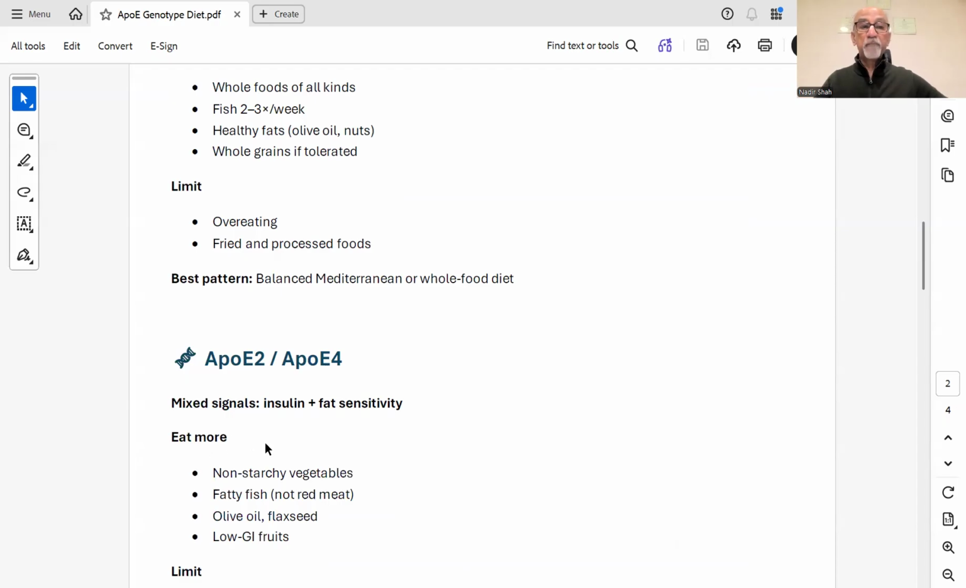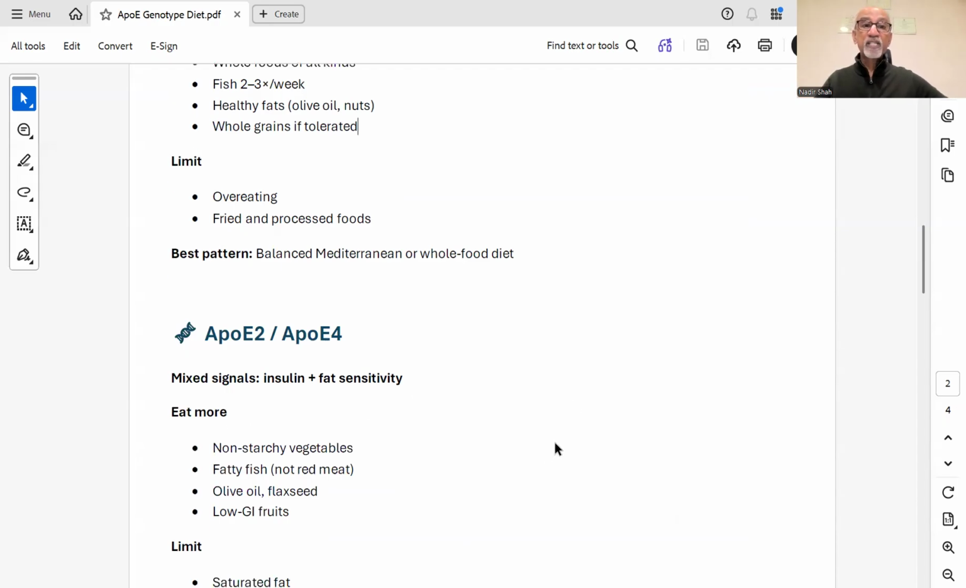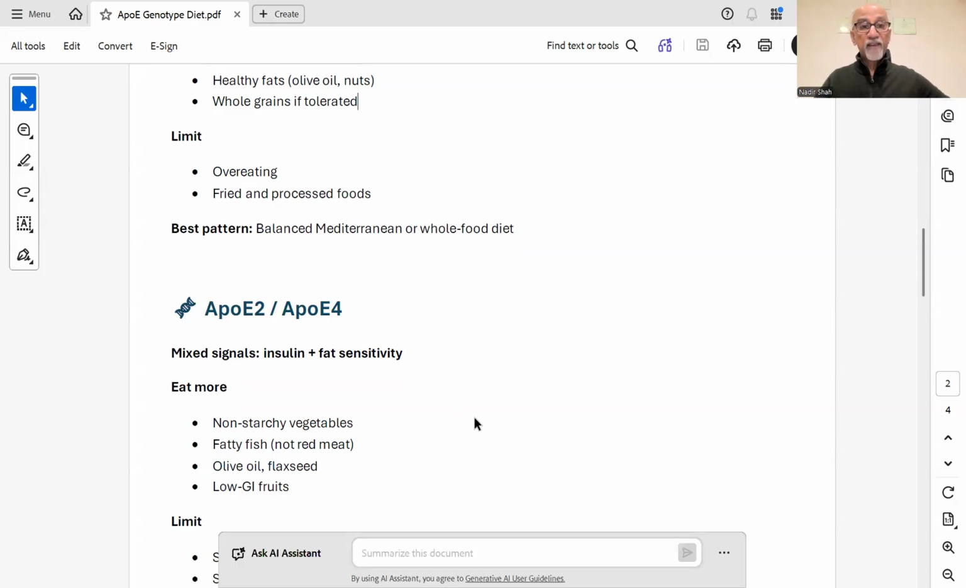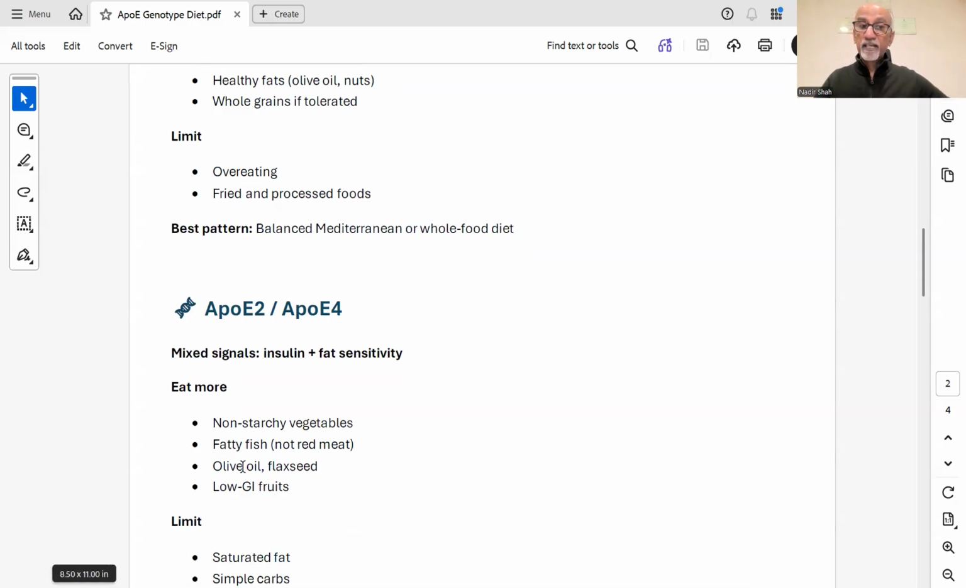So here you have to be mindful to eat more non-starchy vegetables. So you have to go with all the vegetables which are non-starchy, low glycemic load veggies. Okay, fatty fish, not red meat, because red meat has saturated fat. Okay, and 4 folks are not good handlers of fats. Remember that they don't handle fats very well. I'll come to that next. Okay, so olive oil and flaxseed. So here olive oil is good. Here again, extra virgin monovarietal.